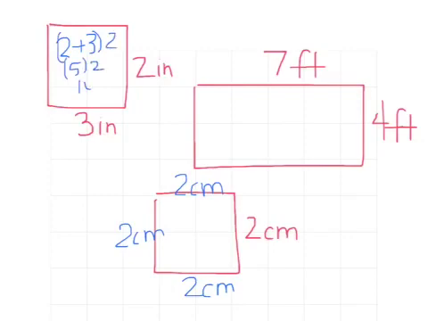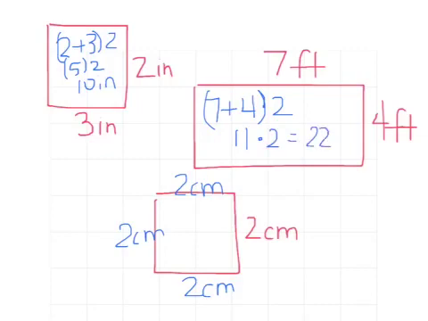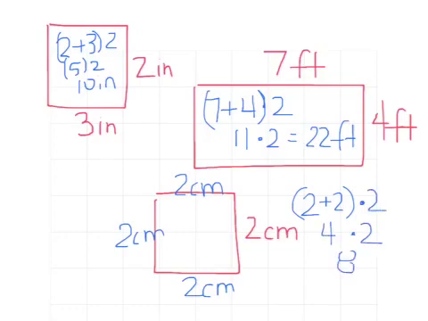Times 2 is 10 inches. 7 plus 4 times 2 is 11 times 2. That's 22 feet. And lastly, 2 plus 2 times 2 is 4 times 2, which is 8 centimeters.